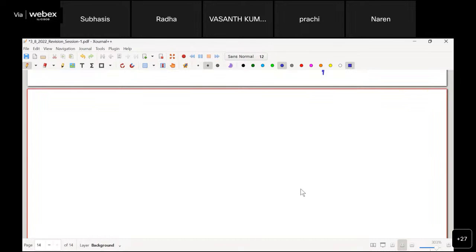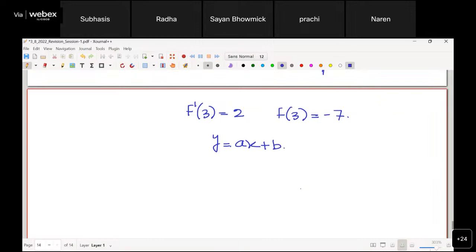Sir, this type of question you have already done, but I could not find it. The problem is: let f be a differentiable function such that f prime of 3 is 2 and f of 3 equal to -7. If y equal to ax plus b, a linear line formula, denotes the tangent of the function at x equal to 3.